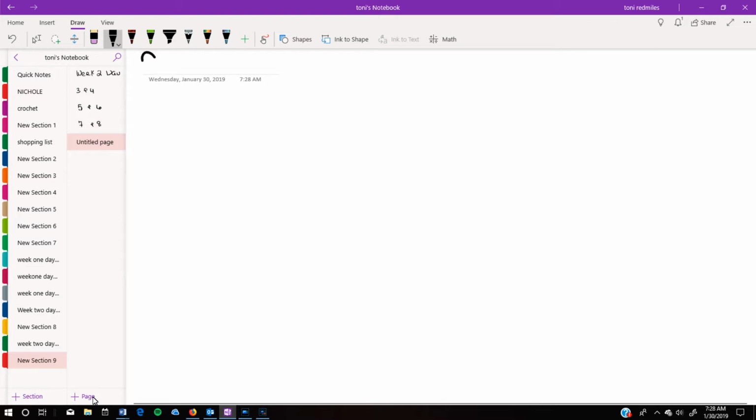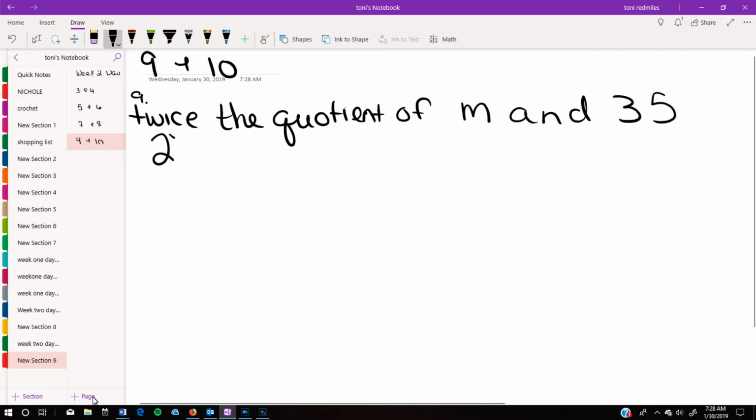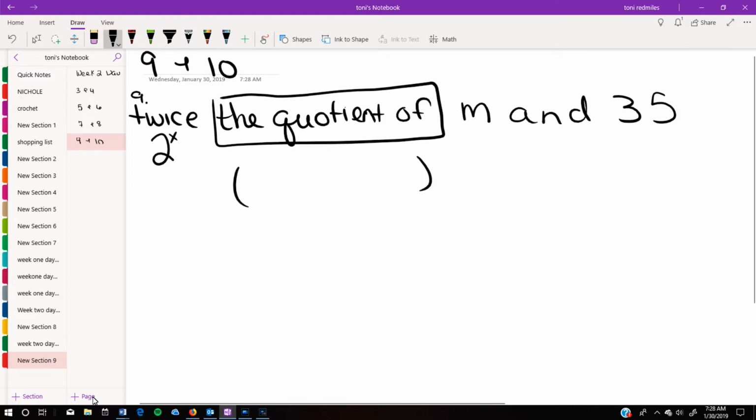All right, 3 more to go. So 9 says twice the quotient of m and 35. Okay, so twice means 2 times. The quotient of means a parenthesis. Quotient means divide, so I have a division in the parenthesis, and afterwards tells me what goes in the parenthesis.